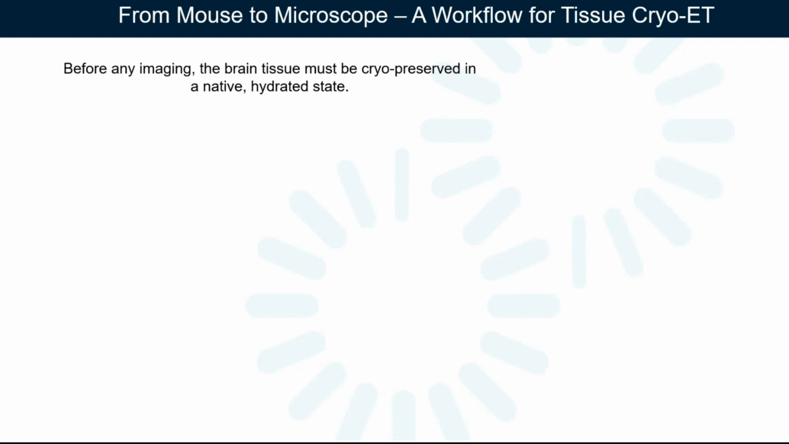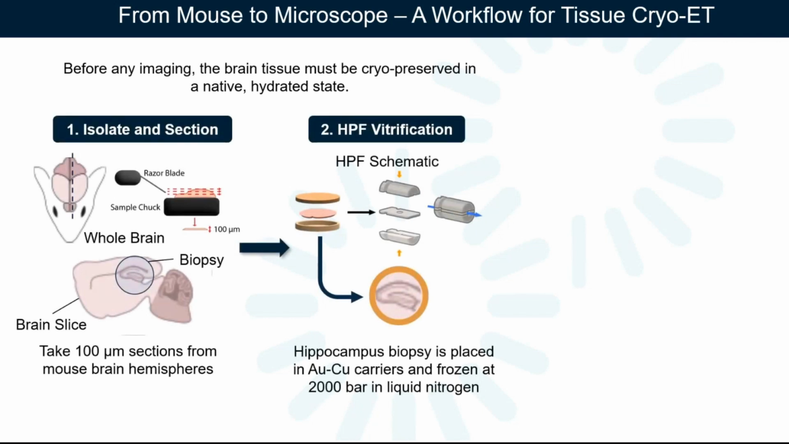So this is the workflow from mouse to microscope that we've been establishing at the Franklin so far. At the beginning of this workflow, sample preparation is key. Before you can start performing these experiments with the cryo-lift-out, you have to make sure your sample is properly preserved in its native hydrated state. So, as I say, we take a sagittal section of brain and we take 100 micron slices in the vibratome. And then from here, our primary method is high pressure freezing for vitrification.